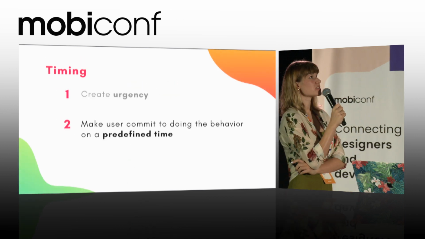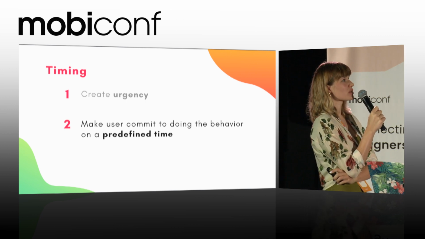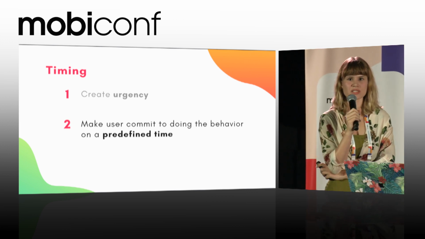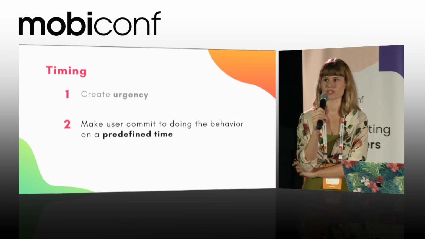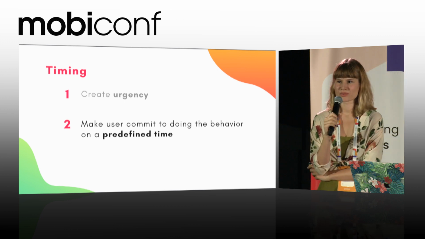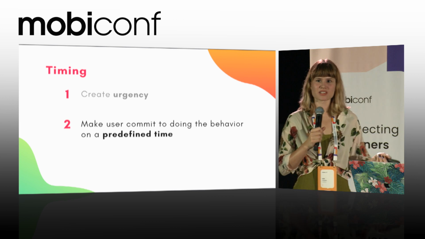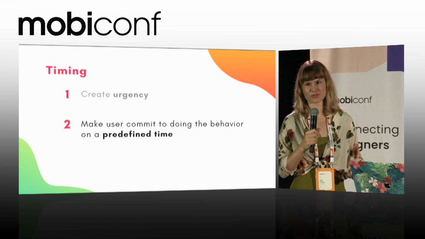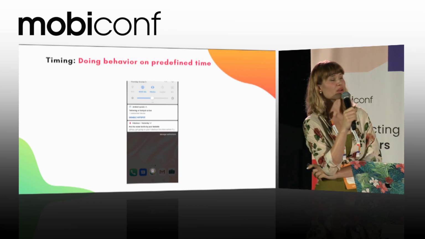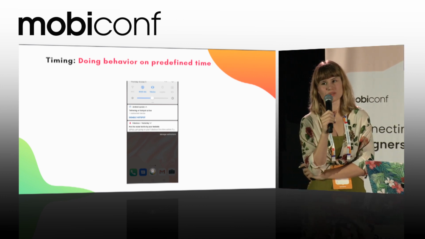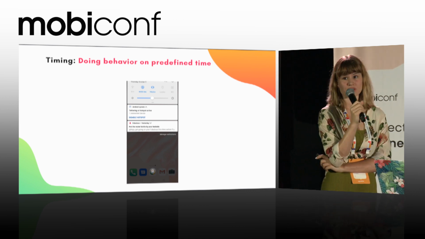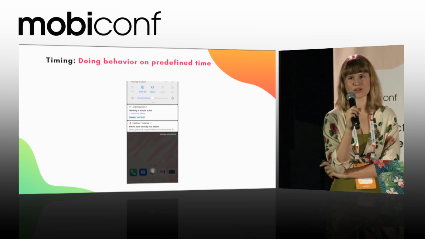The second thing is to make the user commit to doing the behavior at a predefined time. So if there's no urgency to doing something, then we can create this urgency by making the user commit to do this, for example, at 8 p.m. or 12 p.m. or whatever, because then there's this urgency that I committed that I will do it now, so I have to do it now, right? So, for example, when I told Fabulous that I will put my water by my bed at 9 p.m., they will remind me about it. Hey, this is the time to do it now. So probably I will just go and have it done.